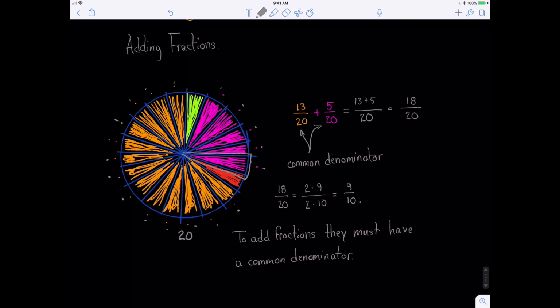But we do need to be comfortable adding fractions with a common denominator and then, if possible, writing them in their lowest terms. And that's how we multiply and add fractions.